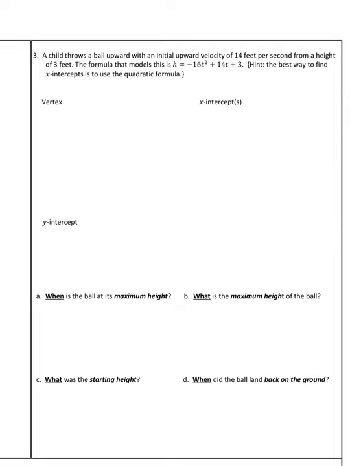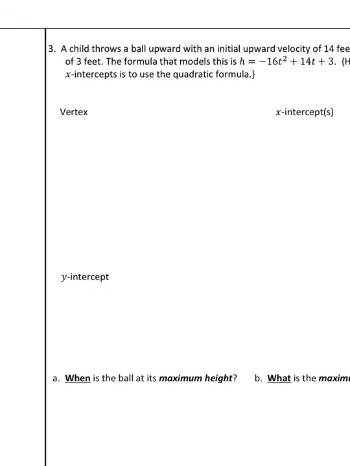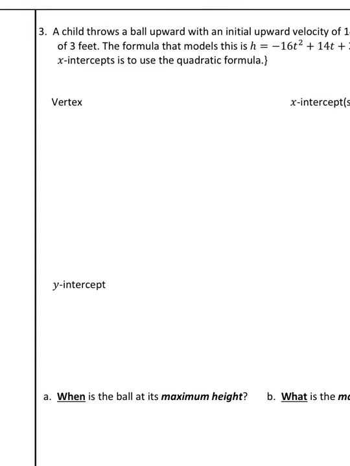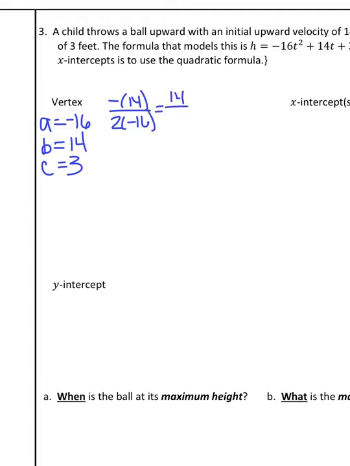So let's start with the vertex, though. We don't need a calculator for the vertex. Well, maybe we do. I don't remember this problem. So vertex, again, is negative b over 2a, always. I'm going to go ahead and make this a little bit bigger so I can have room. My a equals negative 16, my b equals 14, my c equals 3. So there's my a, b, and c. So my negative b over 2a is negative 14 over 2 times negative 16, which means this is 14 over 32, which simplifies to 7 over 16.